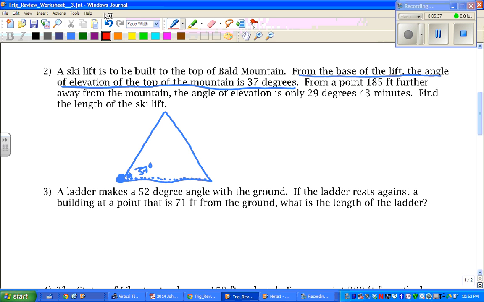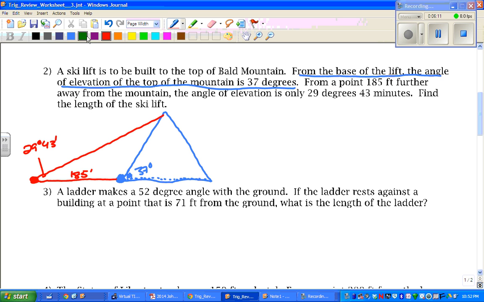Okay, so the next part says, from a point 185 feet further away from the mountain. So if this is where I was originally standing, I'm going to go another 185 feet further away from the mountain. Now my angle of elevation, again, I'm still looking the same direction. So now I'm here at this red point, still looking forward. Now my angle of elevation to the top of the mountain, this angle right here, comes out to be 29 degrees and 43 minutes.